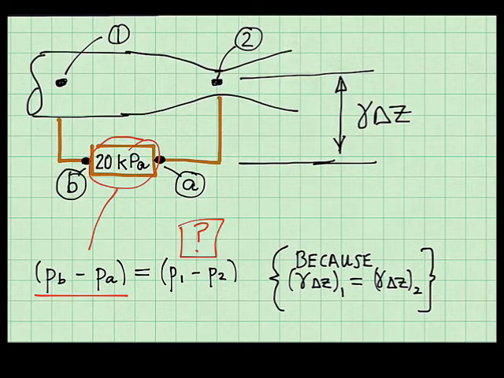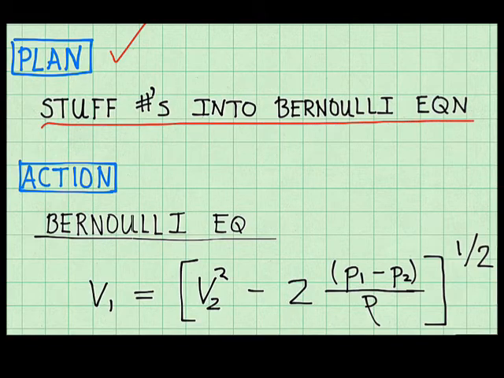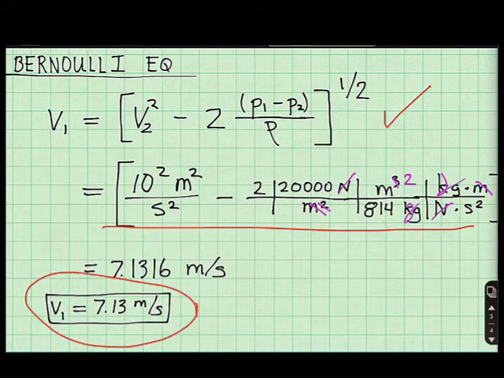Notice that I justify my conclusion. Explaining why is good engineering practice. Now I have two equations and two unknowns, so my plan is simple. I'm simply going to stuff numbers into the Bernoulli equation. I rewrite the Bernoulli equation. I insert numbers, carry and cancel units, and the answer is 7.13 meters per second.